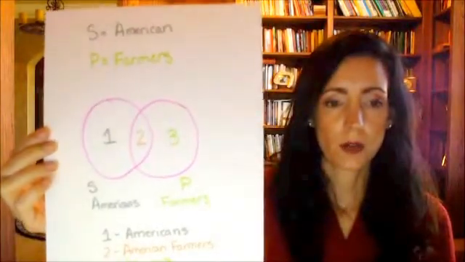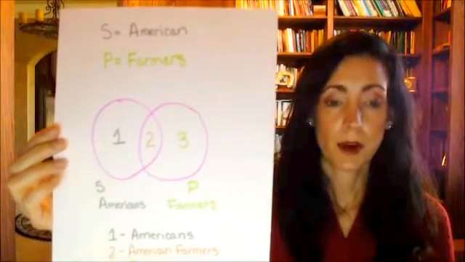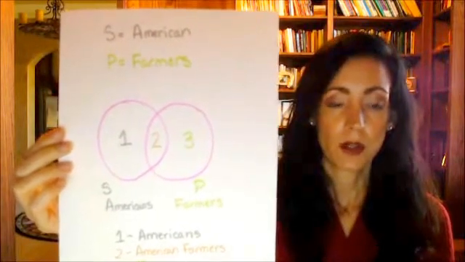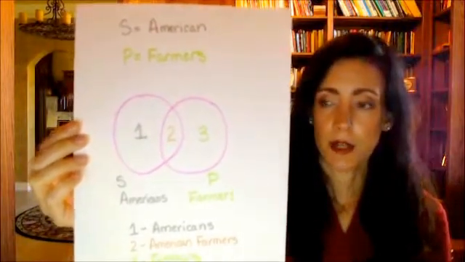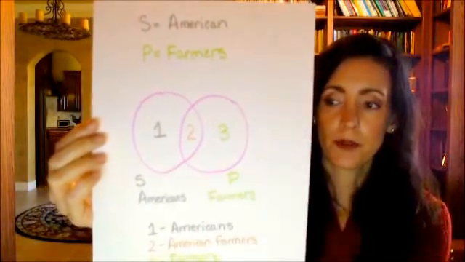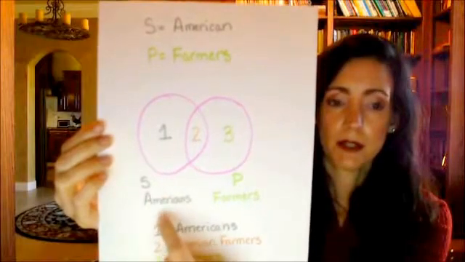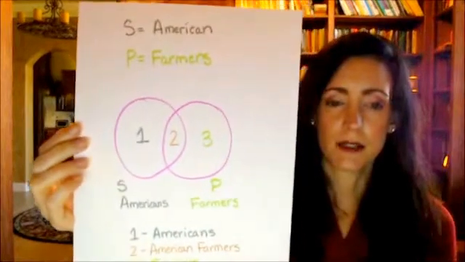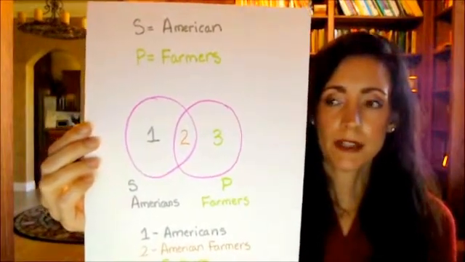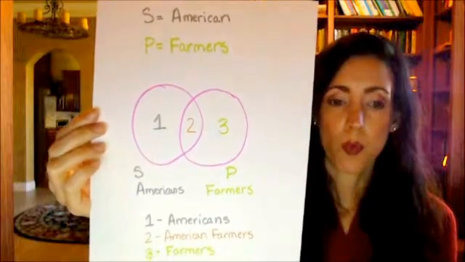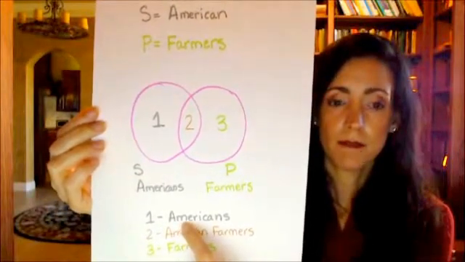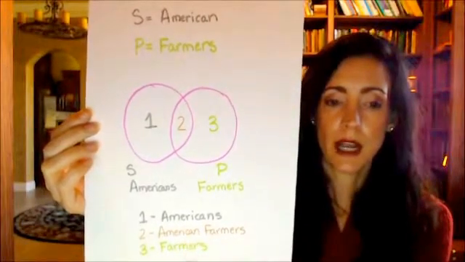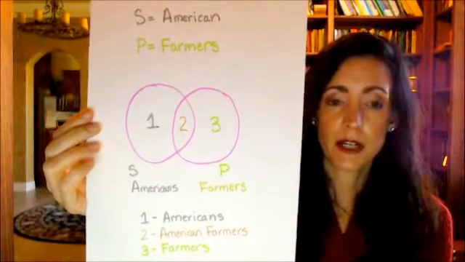So first of all, we're going to start off with our subject, which is Americans. Our predicate would be farmers. Okay, so if I have a Venn diagram, I have my two circles. My subject would be Americans, so I put S in the Americans. Predicate would be the farmers. It comes second. Okay, so everything that is in 1 is an American. Everything that's in 2 is an American farmer. And everything that is in the 3 area is just a farmer.